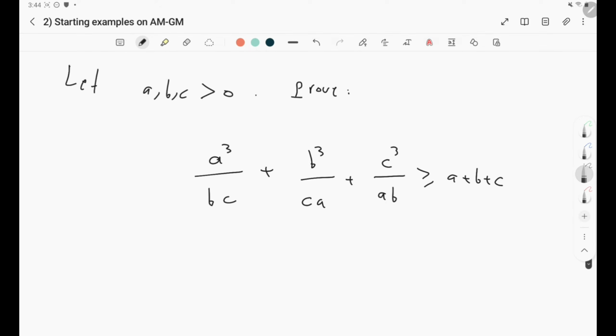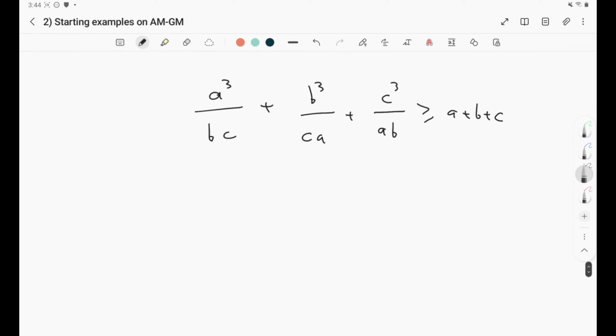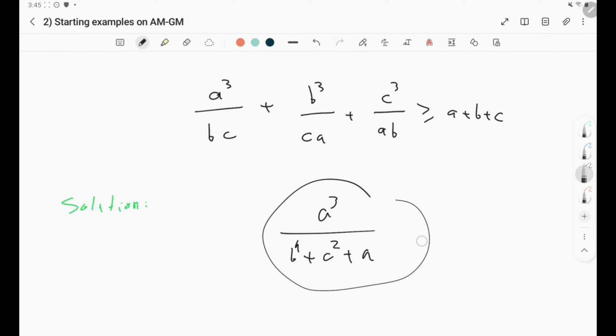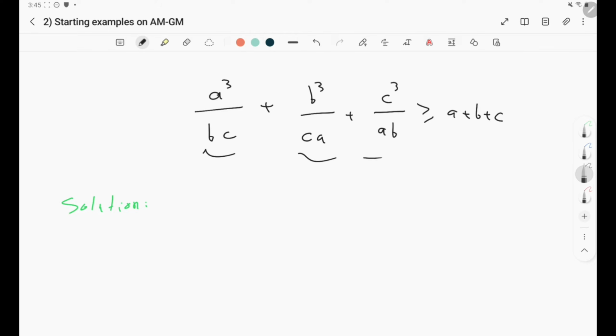Alright, so let's focus here. What can we do? As you can see, we've got some fractions here. So how are we dealing with fractions? We've got a cube over bc, b cube over ca, and c cube over ab. Of course, this is nice, a plus b plus c. Usually when you have fractions, you have 2 ways to deal with it, especially when you have simple fractions, not something like a cube over, let's say, b to the 4 plus c square plus a. This is something complicated. But here it's really easy, just bc, ca, ab.